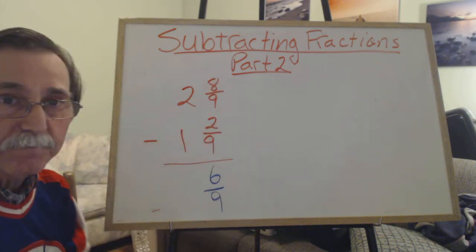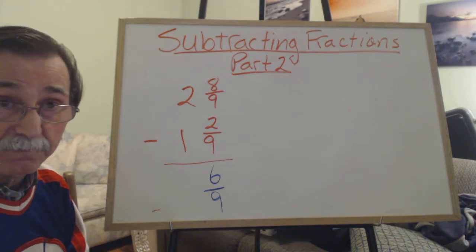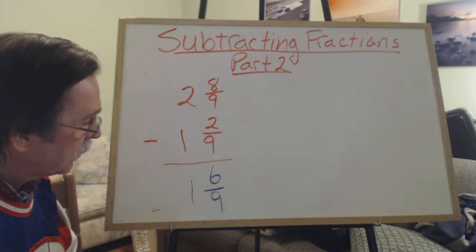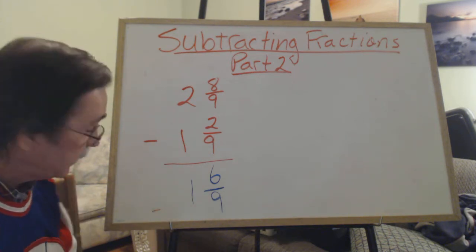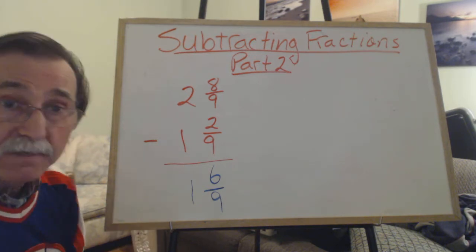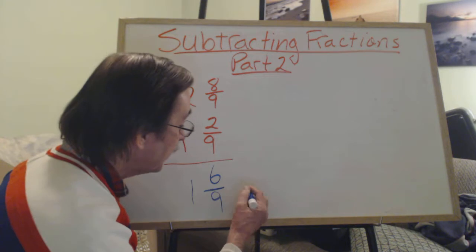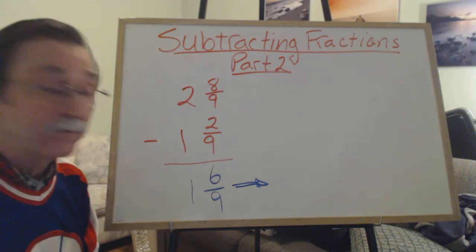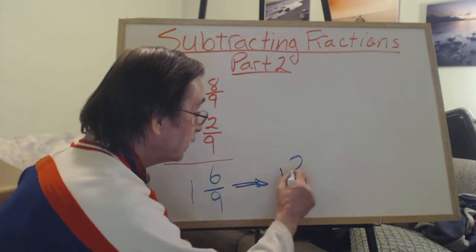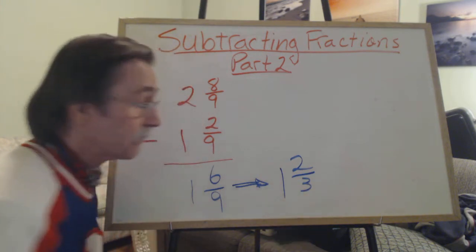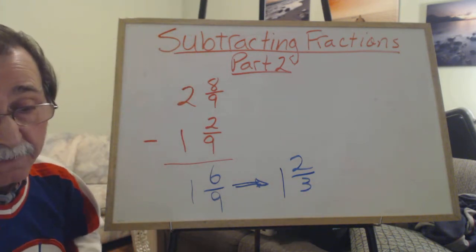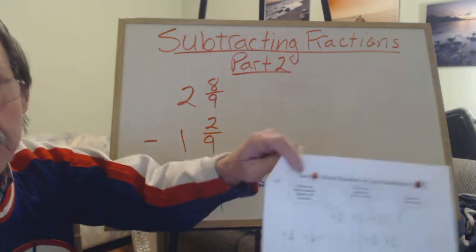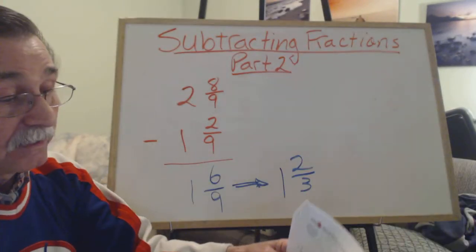Okay, so this fraction side has basically taken care of itself. 2 subtract 1 is 1. So there we have our answer, 1 6/9. And if you're thinking, Joe, you're forgetting something, well, don't fret, because I know that 6/9 can be reduced to 2/3. So the answer is 1 2/3.